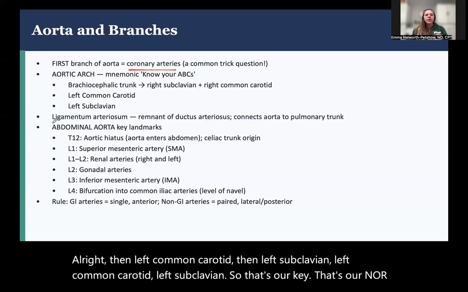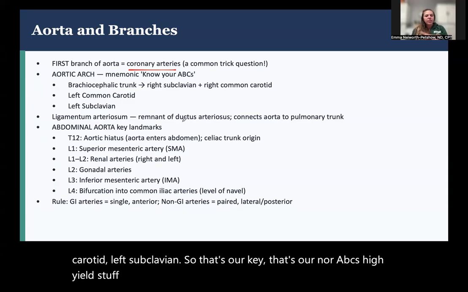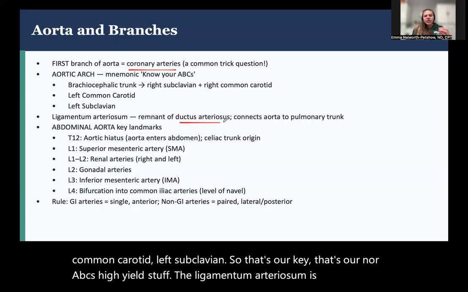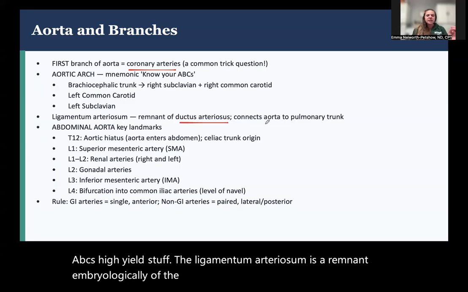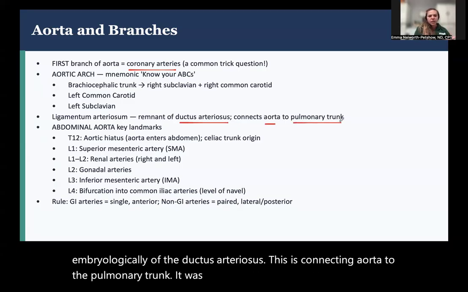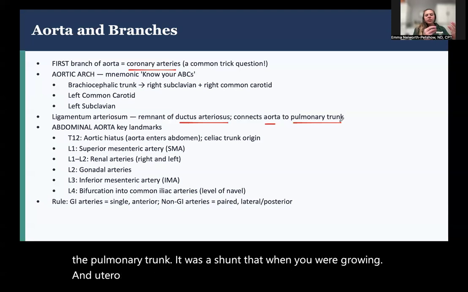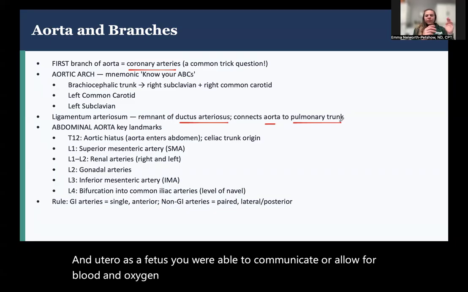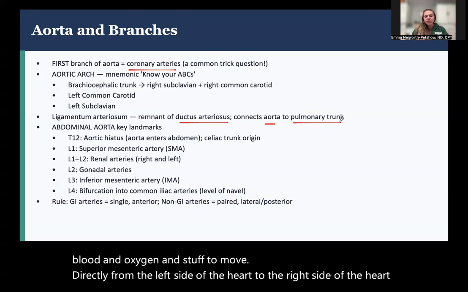High yield stuff. The ligamentum arteriosum is a remnant embryologically of the ductus arteriosus. This is connecting the aorta to the pulmonary trunk. It was a shunt that when you were growing in utero as a fetus, you were able to communicate or allow for blood and oxygen to move directly from the left side of the heart to the right side of the heart without having to go through the lungs.